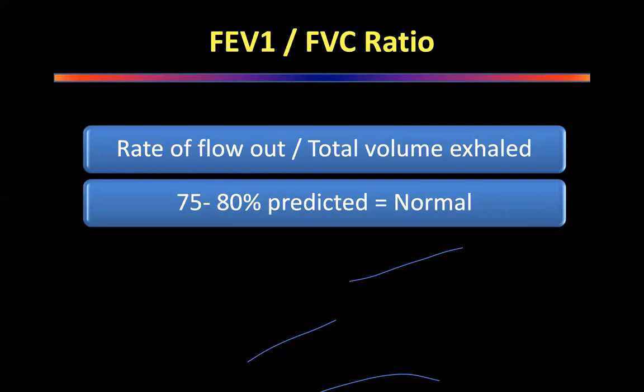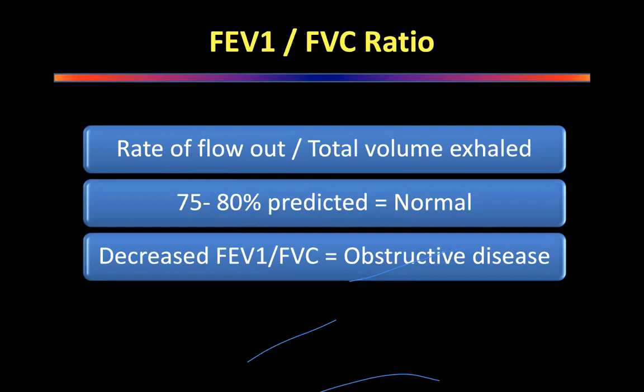So if an FEV1 FVC ratio is 75% or 80% or 90%, that is normal. I'm quite happy with that. When the FEV1 decreases, the numerator decreases and the denominator remains the same. So when the numerator decreases and the denominator remains the same, the ratio goes down. And when the ratio goes down, that is suggestive of obstructive disease.